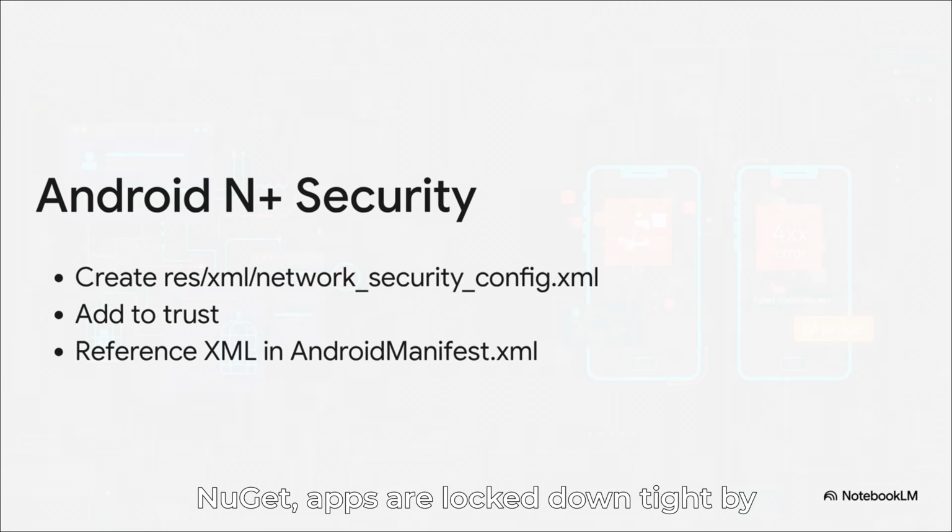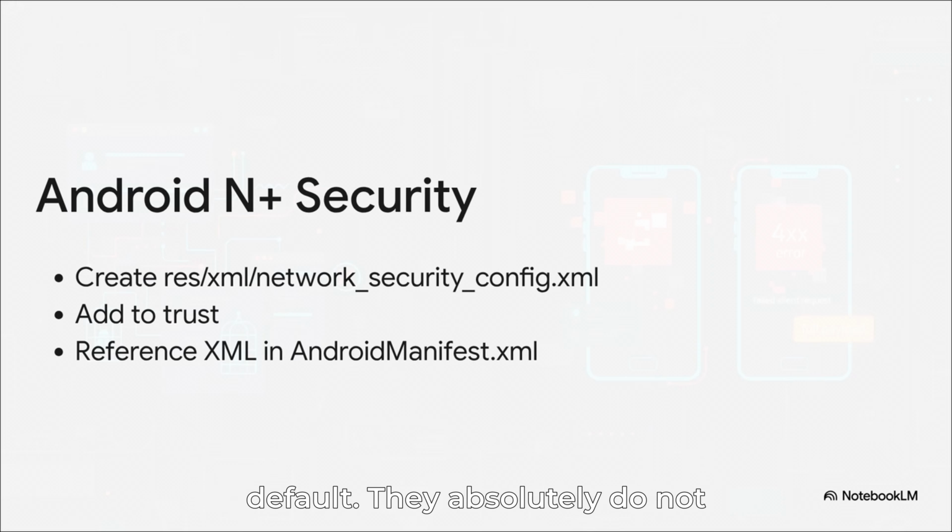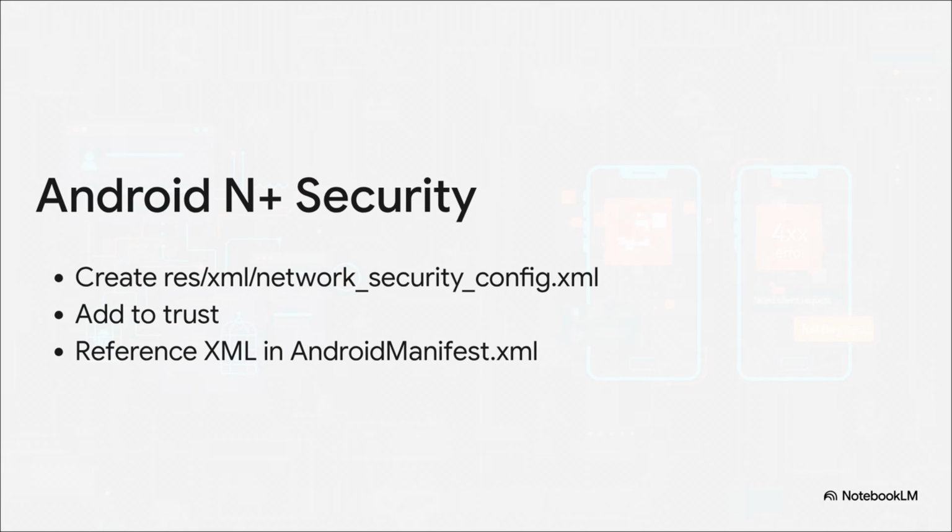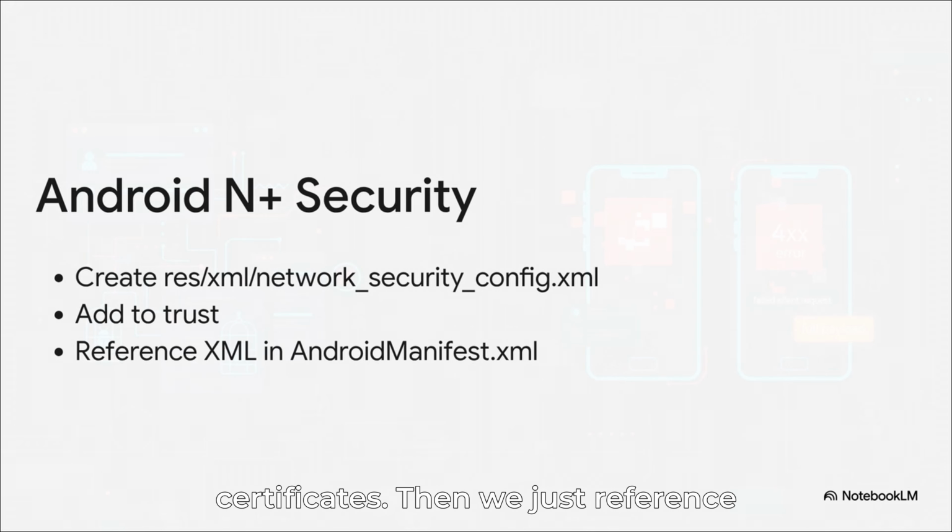Since Android Nougat, apps are locked down tight by default. They absolutely do not trust user-installed certificates. If you skip this step, your app will just reject the connection entirely, no questions asked. So inside our app's codebase, we have to create a network security config XML file. This explicitly tells our debug build to trust user certificates. Then, we just reference this file right in our Android manifest. It's an absolutely vital security bypass, but specifically just for our local debugging.